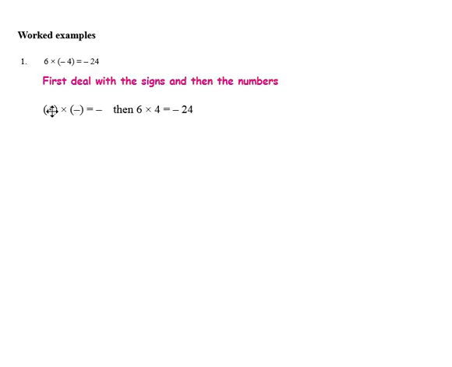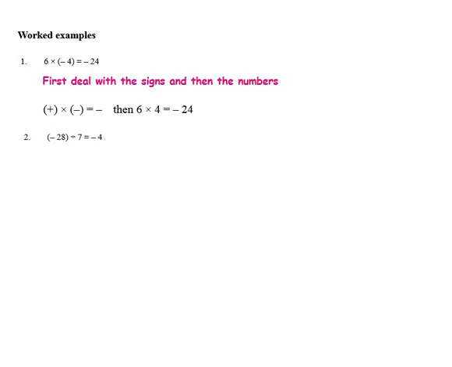Let's look at the worked examples to see what we mean. 6 multiplied by negative 4 is negative 24. So the first thing we're going to do is deal with the sign. I'm looking at a positive multiplied by a negative. So my signs are different and my result will be negative. And then I look at the numbers. 6 times 4 is 24. So the answer is negative 24.